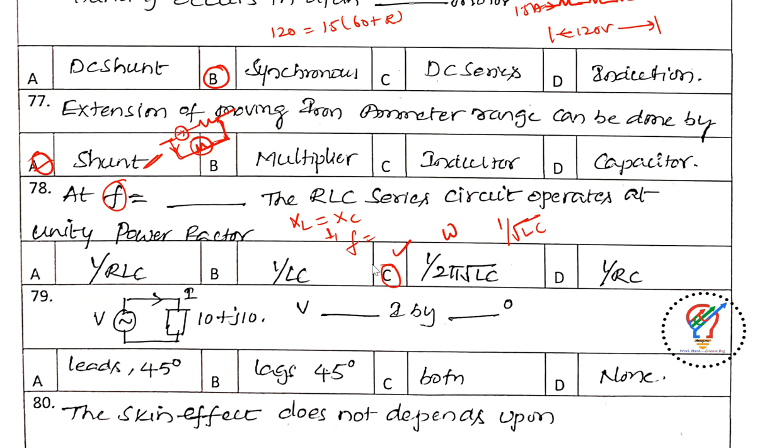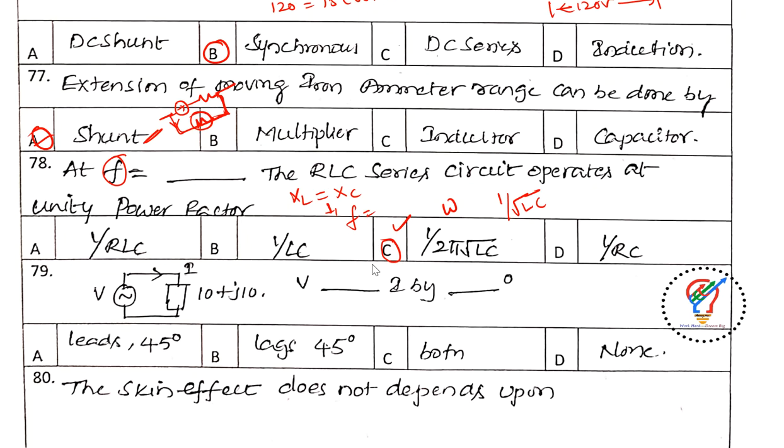Next one, question 79 here. In this question they have given a network, and the question is to find the relationship between the voltage and the current here, and they have mentioned an inductance here.